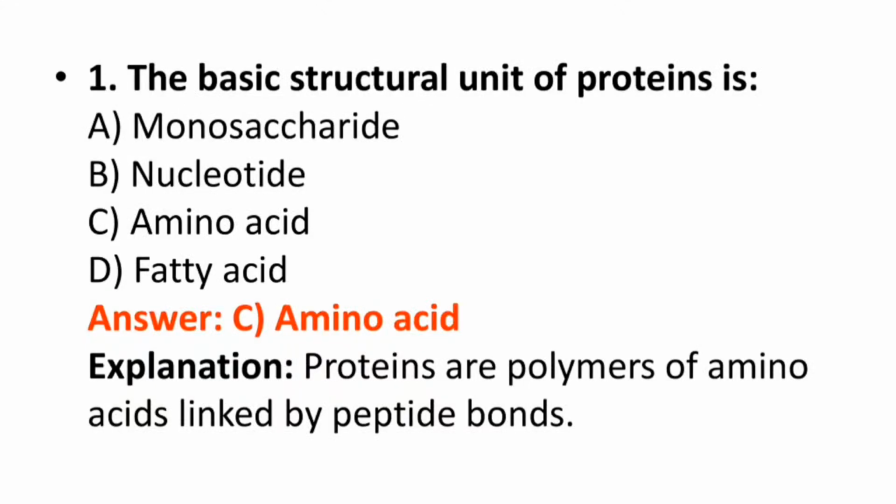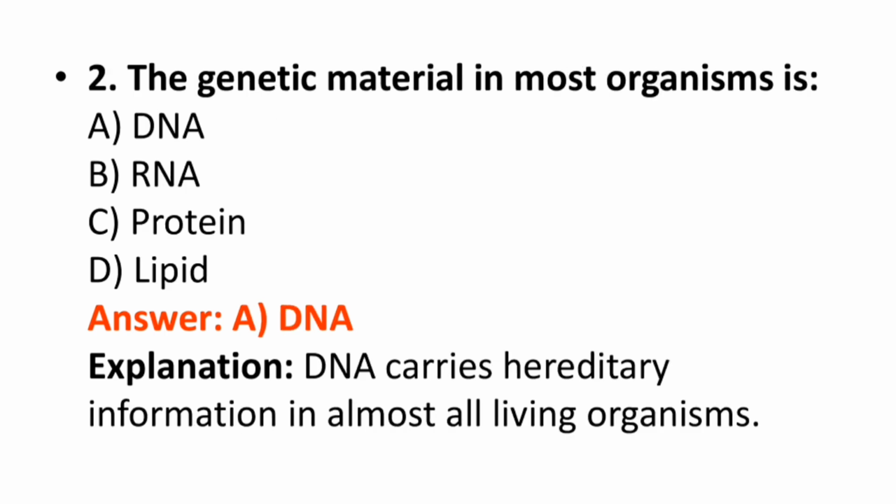The basic structural unit of proteins is option A monosaccharide, option B nucleotide, option C amino acid, option D fatty acid. The correct answer is option C amino acid. Proteins are polymers of amino acids linked by peptide bonds.